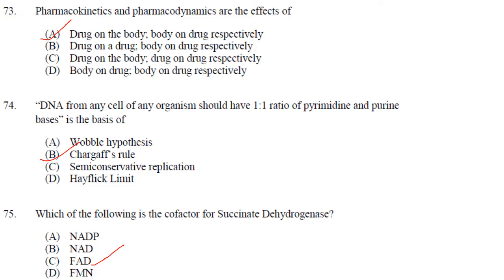Then DNA from any cell of any organism should have a 1:1 ratio of pyrimidine and purine bases is the basis of. So it is the basis of Chargaff's rule. Answer is option B. Then which of the following is a cofactor for succinate dehydrogenase? Now succinate to fumarate in the citric acid cycle is carried out by the enzyme succinate dehydrogenase, and FAD is reduced to FADH2 in this reaction. So answer is option C, that is FAD.